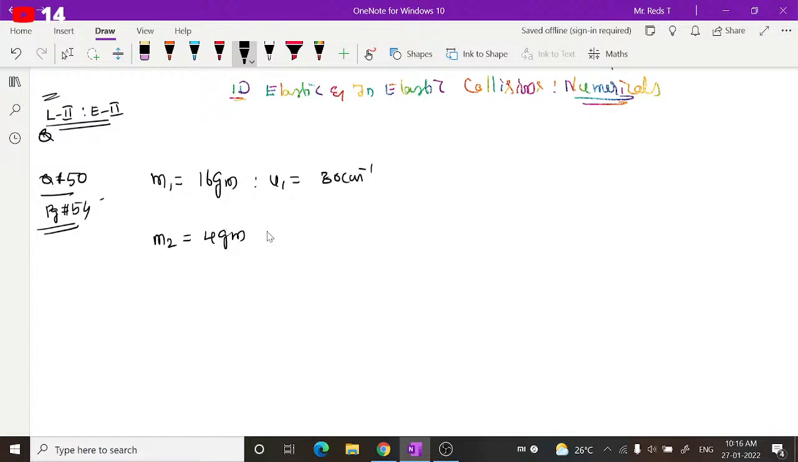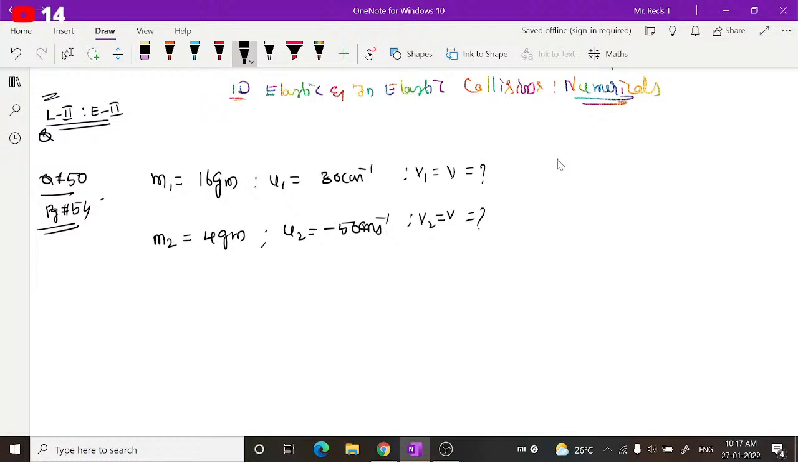is moving in the negative x direction with an initial velocity of 50 centimeter per second, not meter per second. So let us consider this with the negative sign. Negative sign tells about the opposite direction. Then it is also mentioned that they collide head-on and stick together. That means the final velocity of the first one and the final velocity of the second one are both equal to v. So you are asked to find this common velocity.